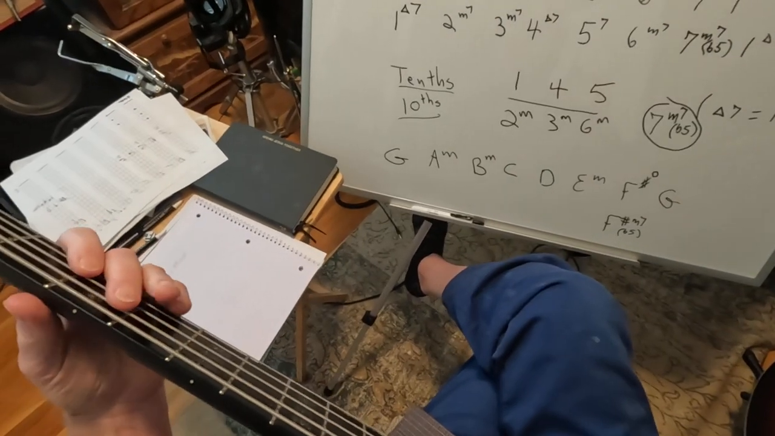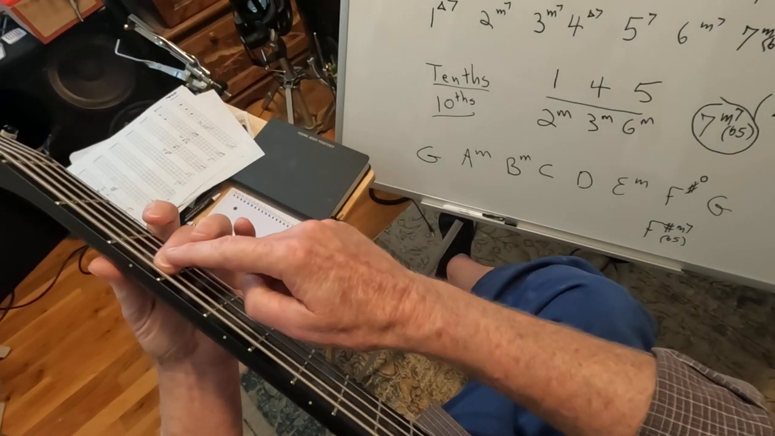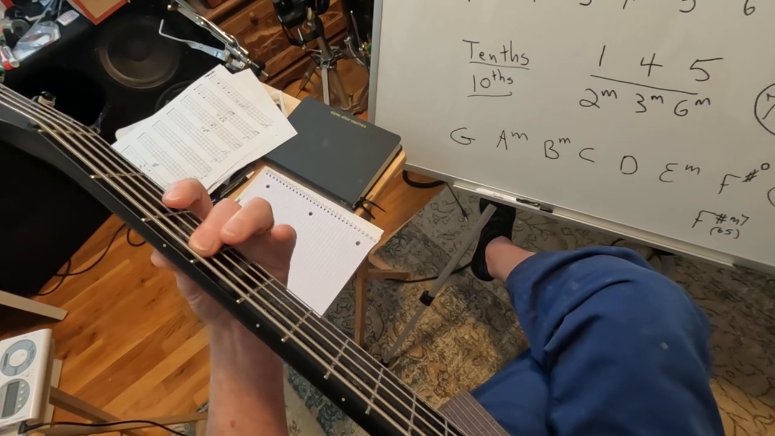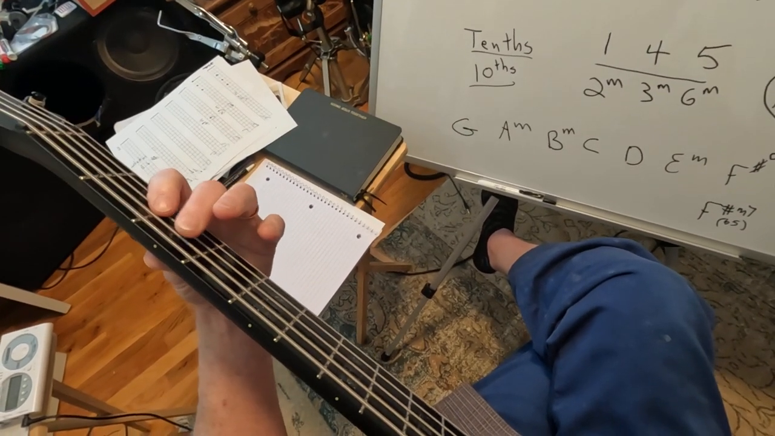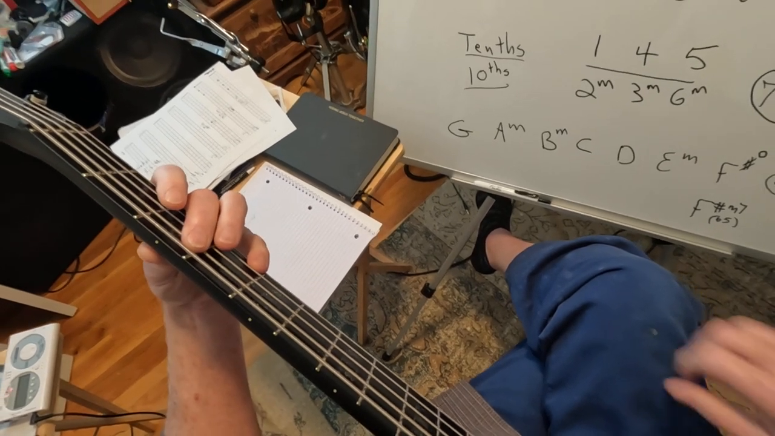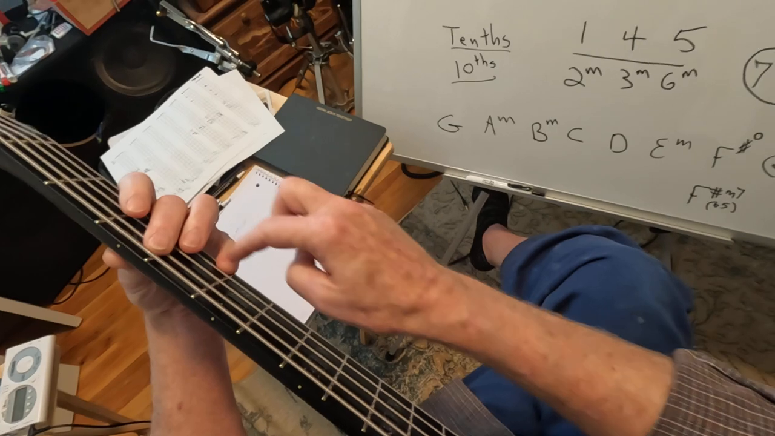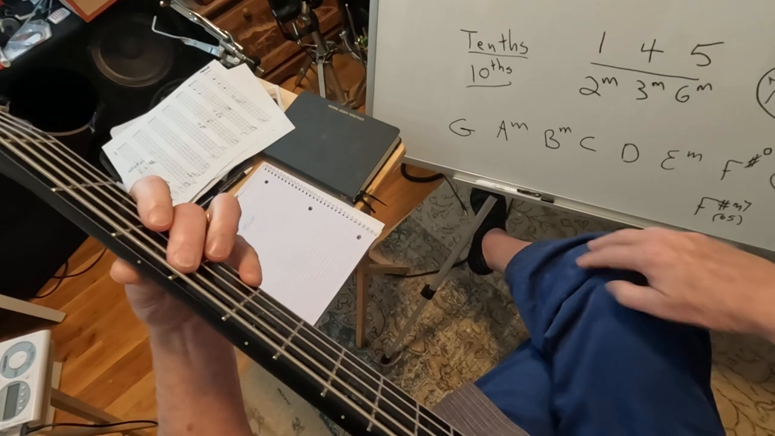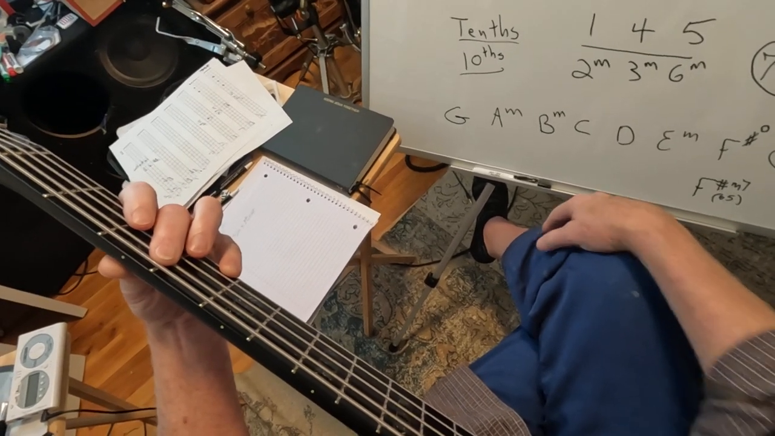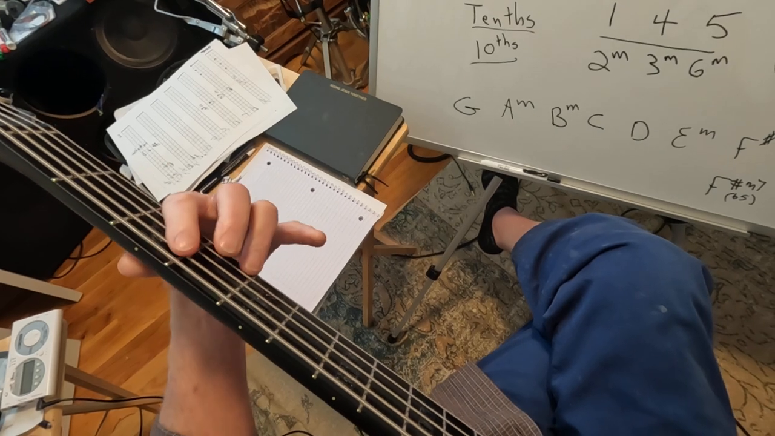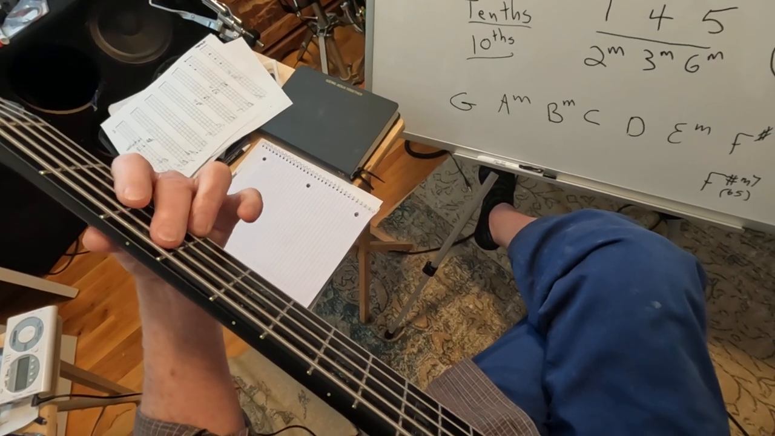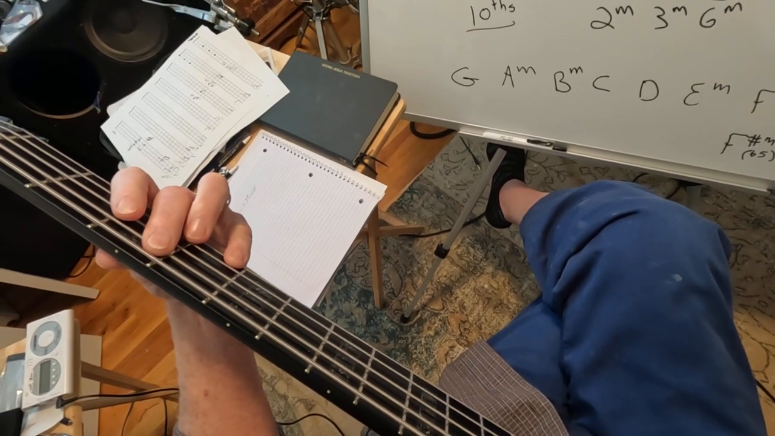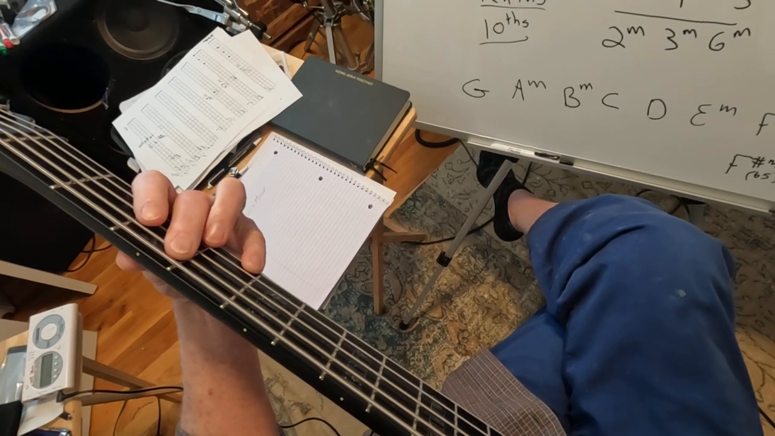Playing a tenth is like playing a third. So in the chord G, the third is a B, and that's a third. And all we're going to do is put it up an octave, and that gives us our tenth. So you can see the shape there. I'm using two and four, but you could also use one and three. I use two and four, but you can use different fingerings.